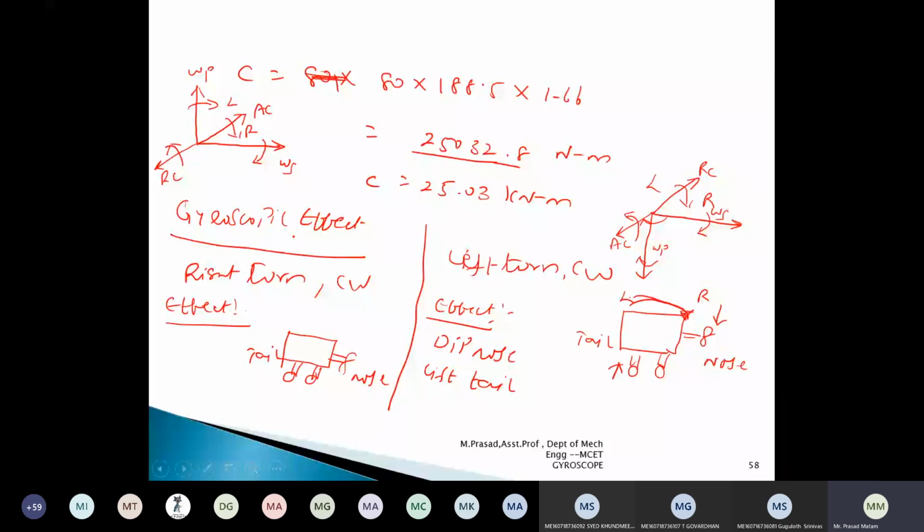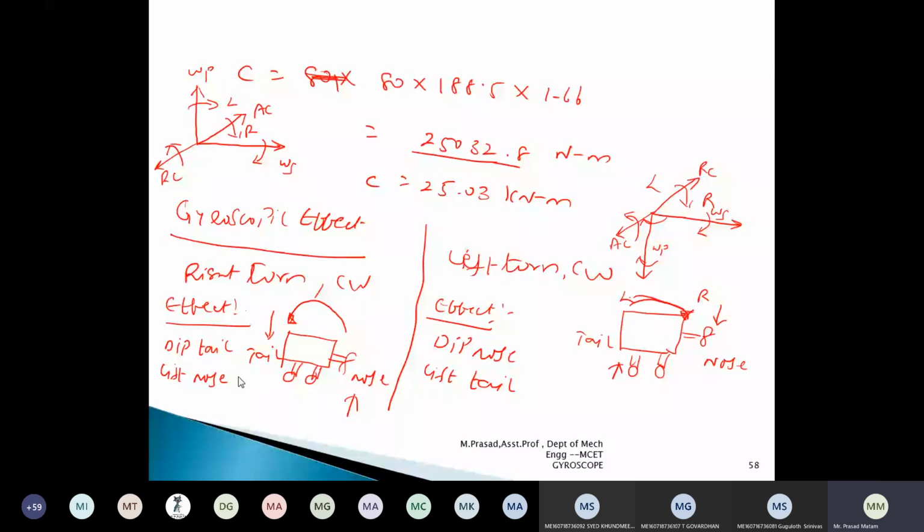Means this is the right hand portion, where the arrow mark is pointing towards the tail. Means it tries to dip the tail and lift the nose. What is the effect you can write? Dip tail and lift nose. You got it. So this is how we can write. So my suggestion is don't mug up the conditions. Try to solve on your own. It is easy to solve. You can get the exact answers. Okay. This is the first problem.